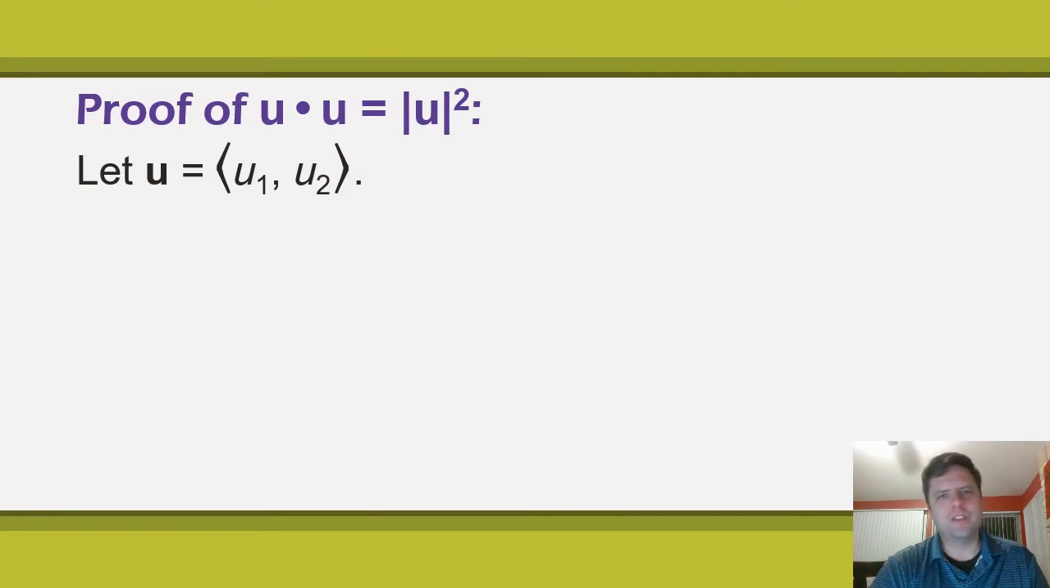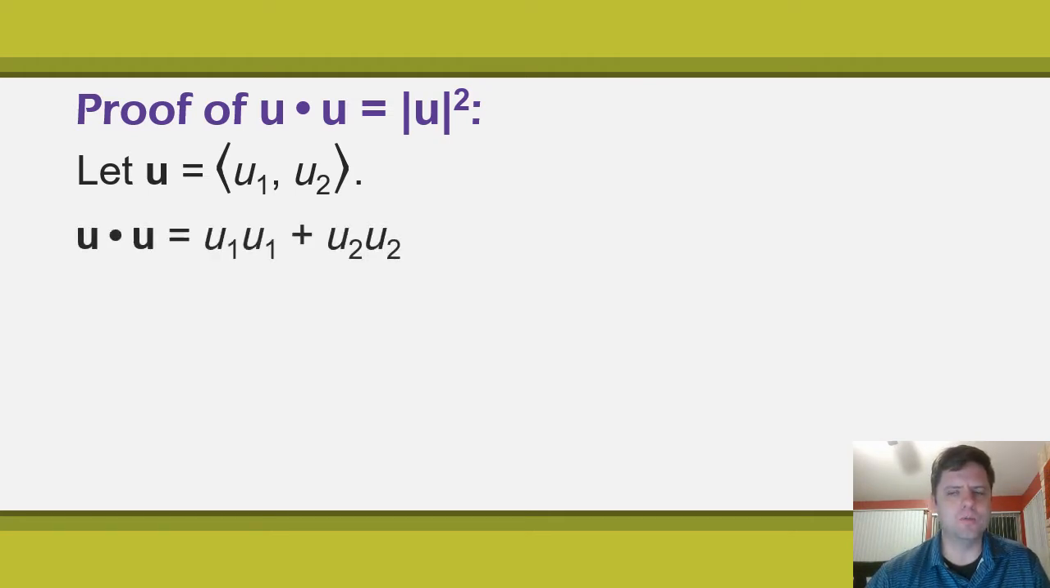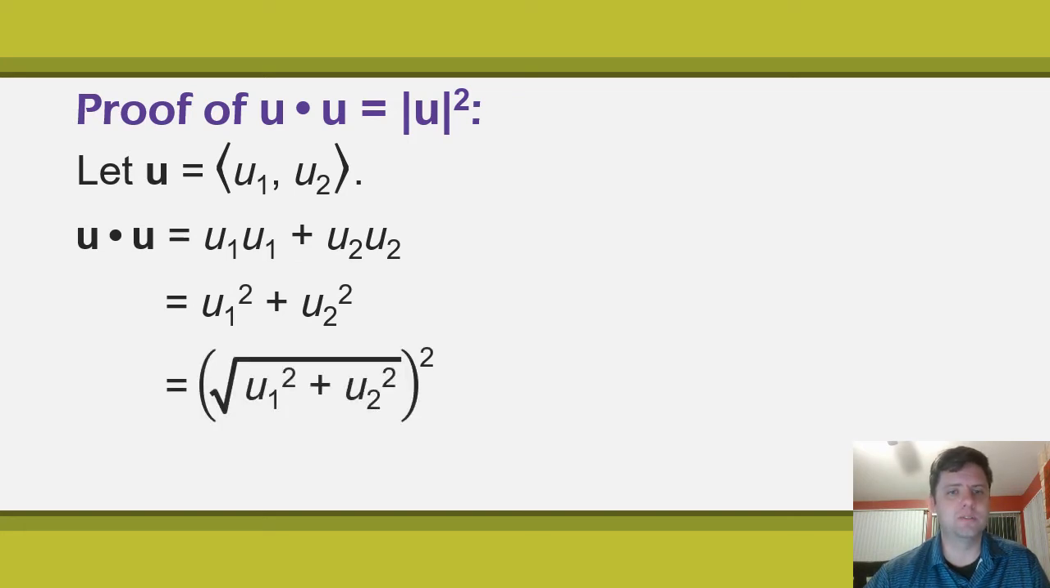Next, let's prove that U dot U is the magnitude of U squared. Well, if U is (U1, U2), then to dot U with itself would just be U1 times U1 plus U2 times U2, which is U1 squared plus U2 squared, which again we could rewrite as the square root of U1 squared plus U2 squared, and then squared, which is just the magnitude of U squared.